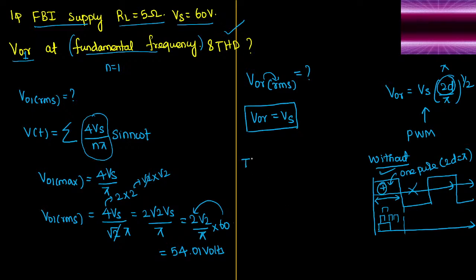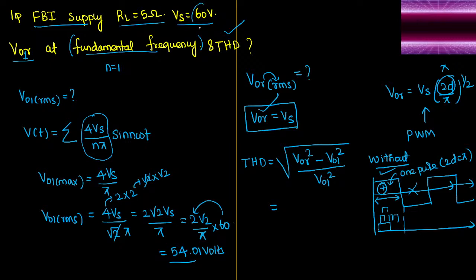We know what the actual formula is. THD can be written as, let me write it down, under root of total output RMS voltage minus fundamental RMS voltage square, divided by fundamental voltage square. I hope I am correct. Now we can substitute all the values. What did you guys get here?